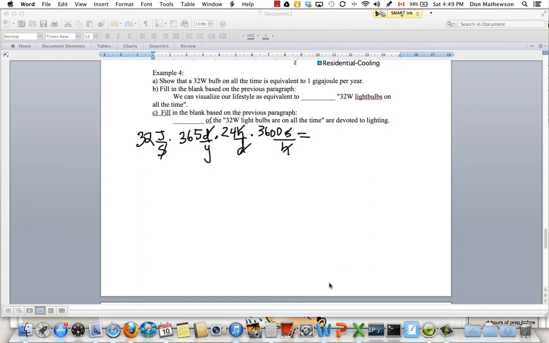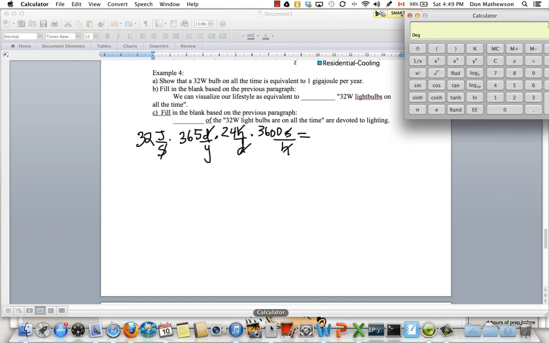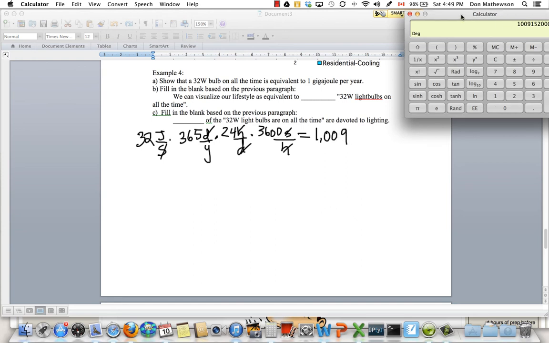Okay, so let's see how many joules per year 32 watts is. There's 32 joules every second, 365 days in the year, 24 hours in the day, 3,600 seconds in an hour. We see it's 1.009. Let me go back here and divide by 1E9. And you see it is 1.009 times 10 to the 9, or a gigajoule. So a 32 watt light bulb, if you leave it on all the time in a year, uses a gigajoule.